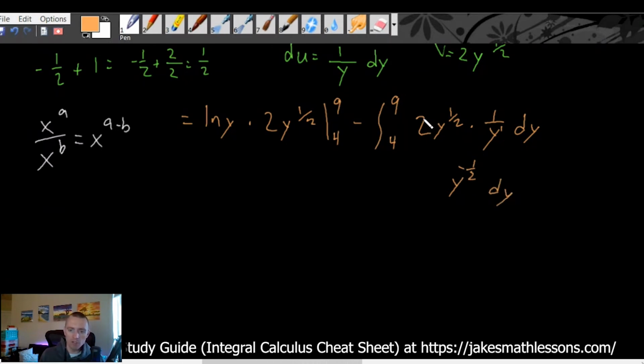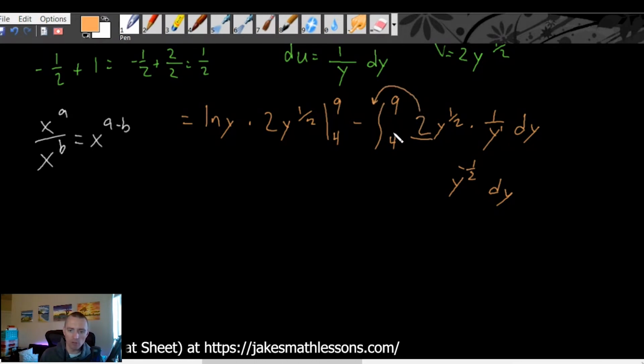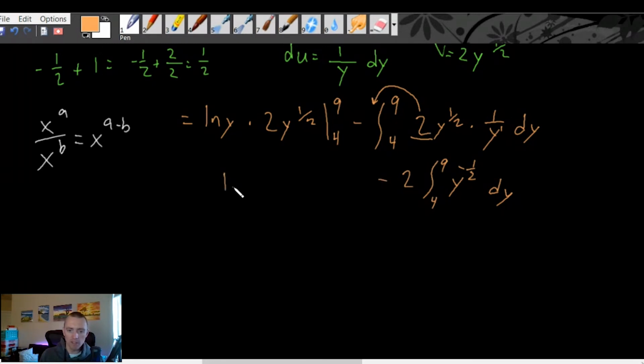And then we have this 2 out here. Well, if we have a constant multiplied by all the stuff we're integrating, we can pull the constant out of the integral. So the only thing we're integrating now is y to the negative 1/2 dy. We can pull our constant 2 out. The rest of this is going to stay exactly the same.